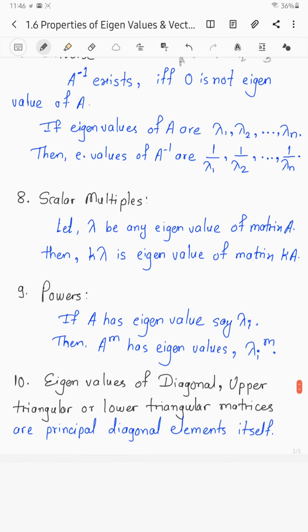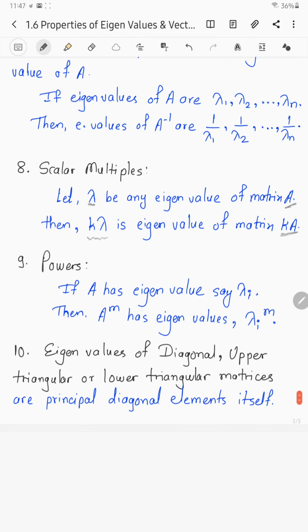Scalar multiple: let lambda be any eigenvalue of matrix A, where A is of order n. If I multiply this matrix A by some scalar k, I get the matrix k into A, and the eigenvalue of such a matrix is k into lambda. Power: if A has eigenvalue lambda i, then A raised to m has eigenvalue lambda i raised to m. If the power of the matrix is taken, the power of the eigenvalue is taken as well.